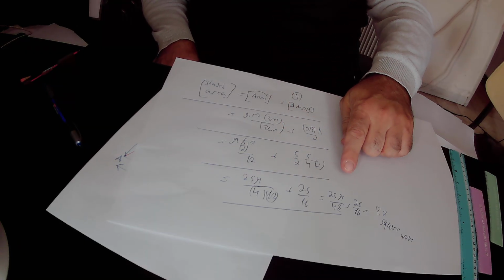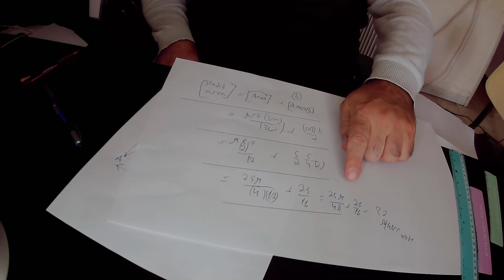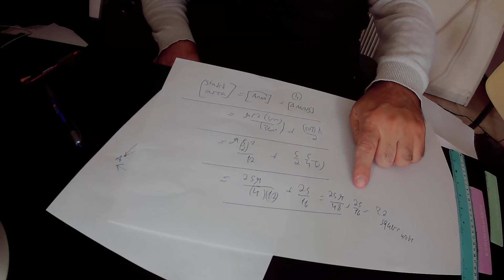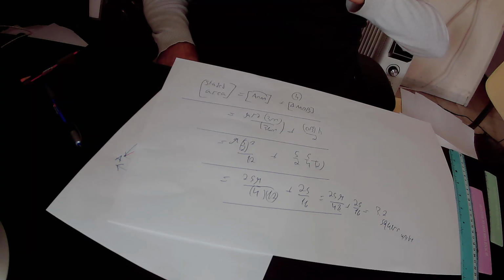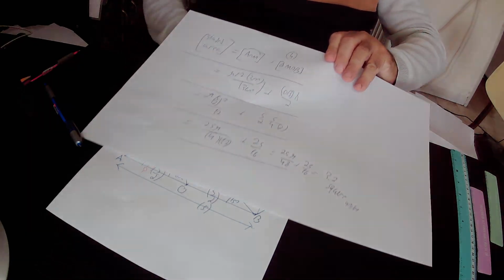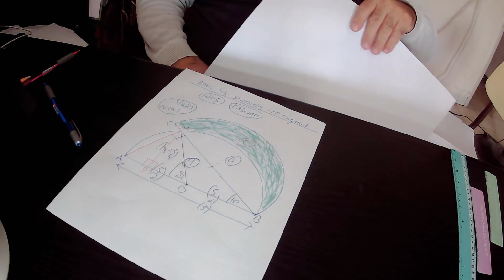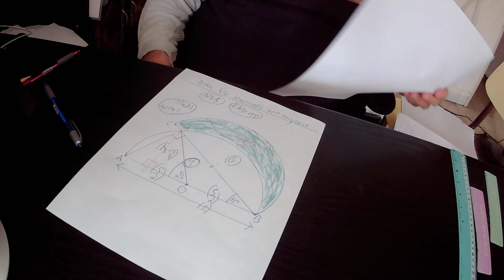In total, we found that the area of the shaded region equals 25 pi over 48 plus 25 over 16 square meters. In terms of numbers, the size of this shaded area is equal to 3.2 square meters. Okay, thank you very much.